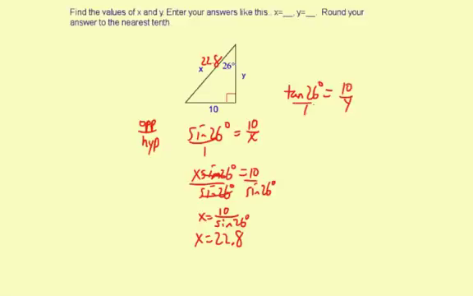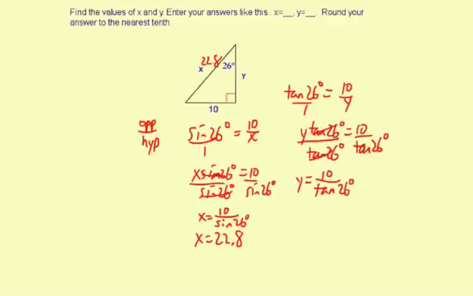Now let's make a proportion and cross multiply to solve for y. So we'll have y times the tangent of 26 degrees equals 1 times 10, which is 10. Divide both sides by the tangent of 26 degrees. And those cancel out, so we get y equals 10 divided by the tangent of 26 degrees.